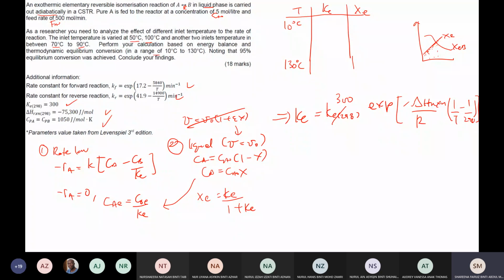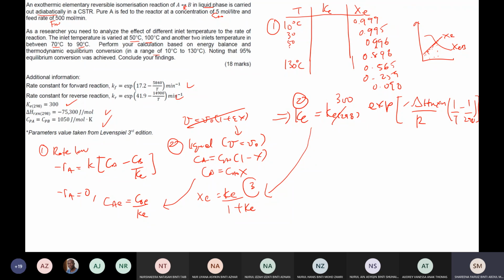Alright, and then once you get the KE, buat yang ni. Okay, so first step, list the T range. Second step, get the KE, and the third step is get the XE. Okay, so you will have this lah. This one I bagi nilai XE je. You try to kira lah starting. Okay, 0.996, 0.848, 0.565, 0.259 dengan 0.098. Yang ni I vary ke 10, 30, 50, 70, 90 dengan 110.